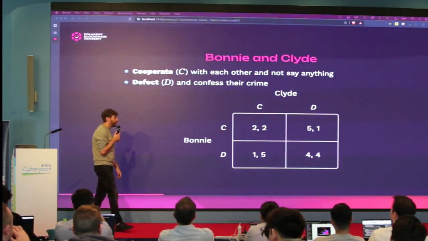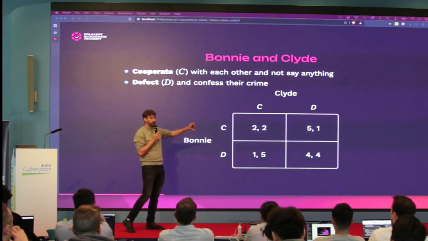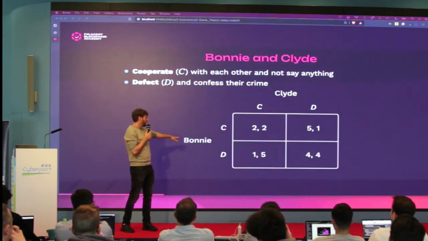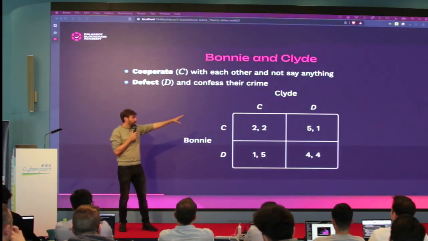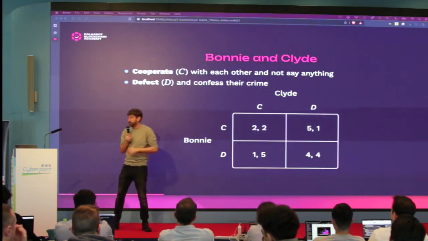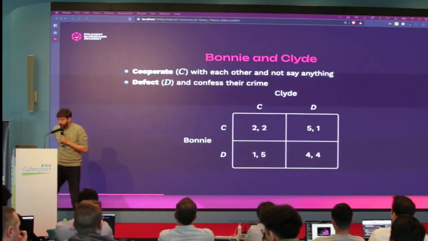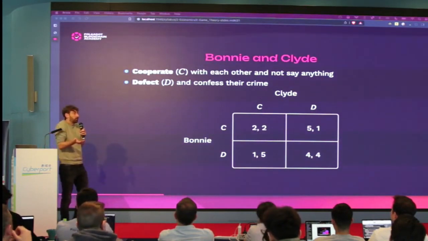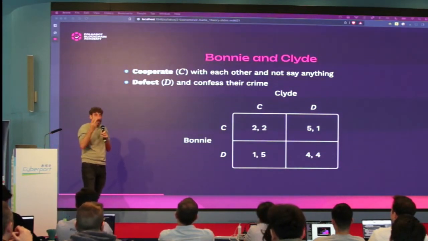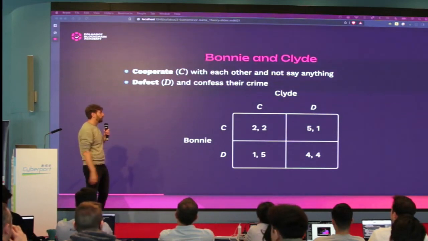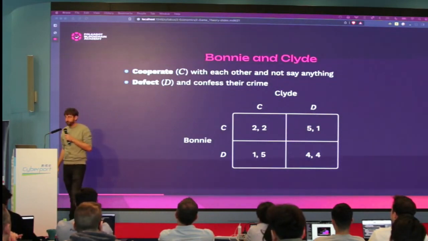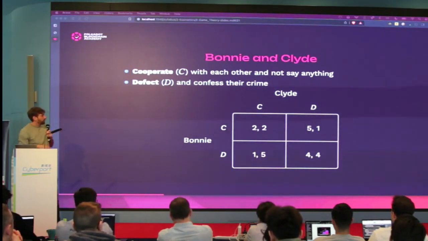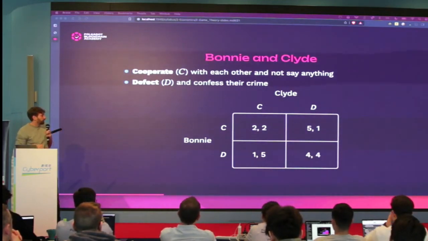prison for 5 years. And since this game is designed to be symmetric, we can of course swap this around. So if Bonnie defects and Clyde cooperates, then he goes 5 years to jail. And if they both defect, if they both say we did it, then the police can pin the second robbery on them, have them for both robberies, and send them both to jail for 4 years. Here, the second number is always the one from Clyde and the first one from Bonnie.